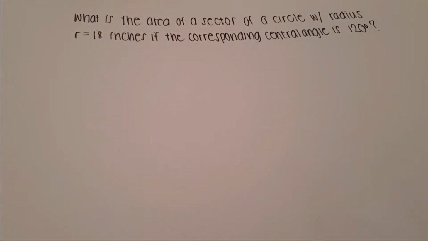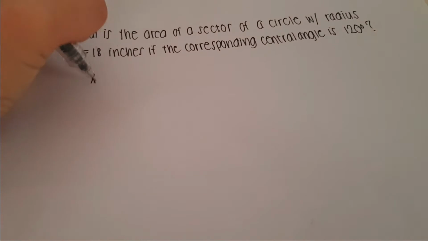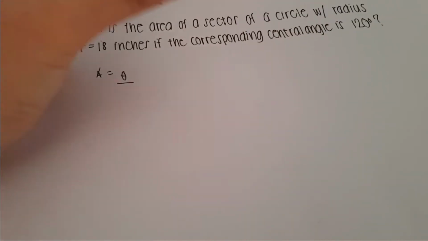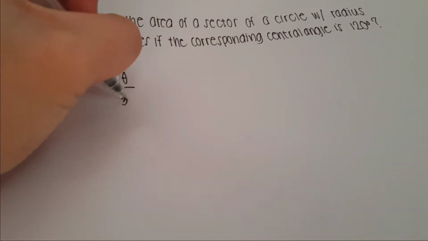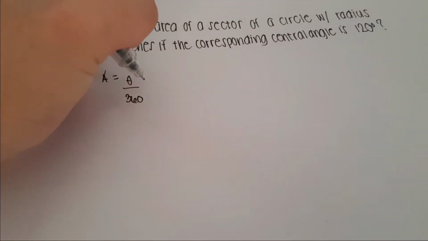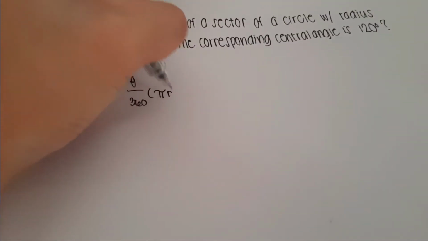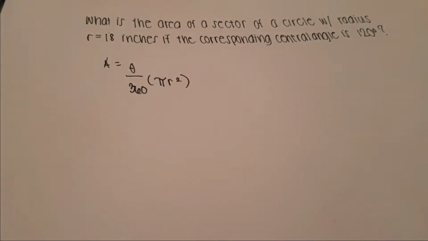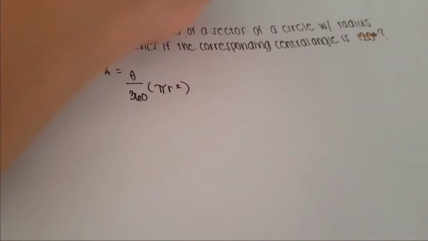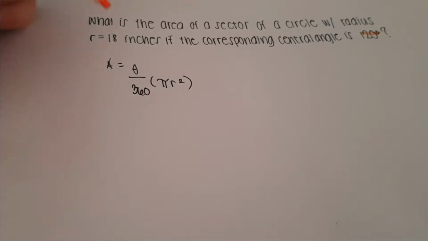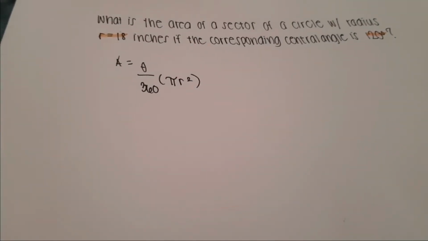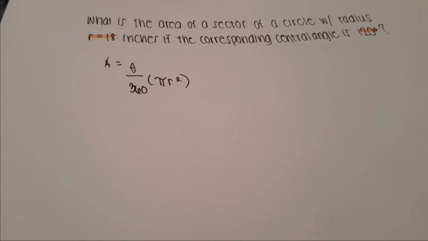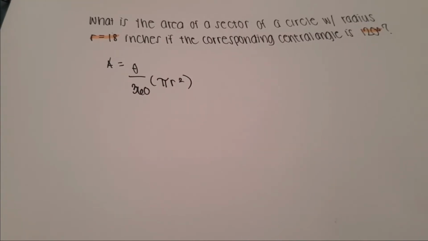The formula to find the sector area is theta over 360 times pi radius squared. Since we already have the theta, which is the central angle 120 degrees, and a radius of 18 inches, we substitute theta and radius. Radius is equal to 18 and theta is 120.